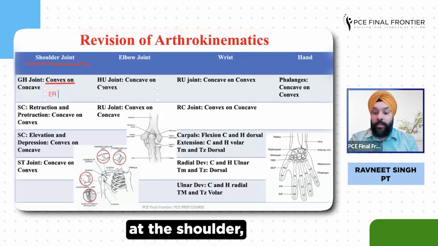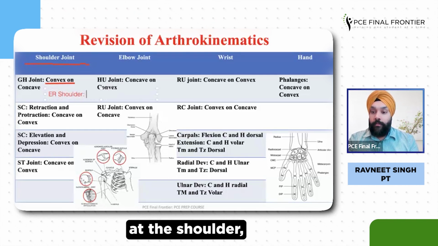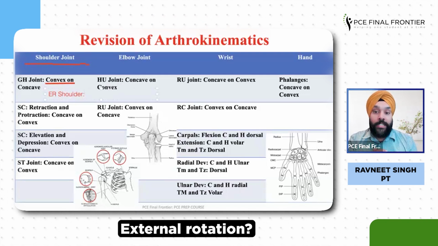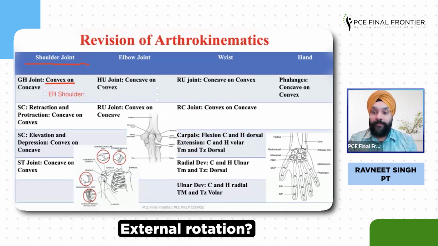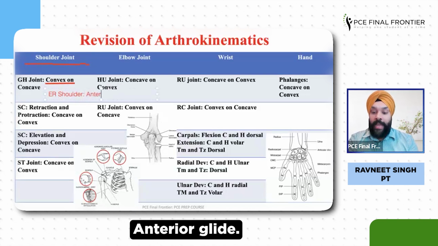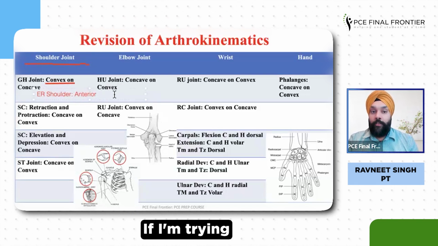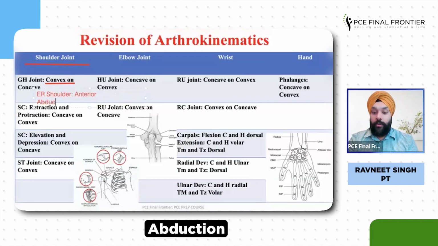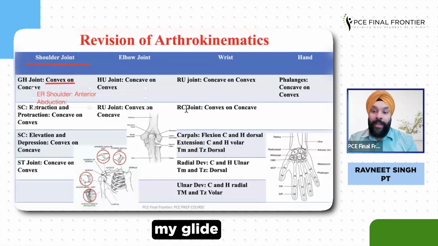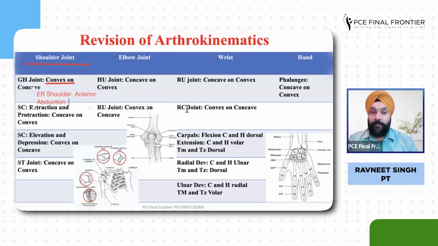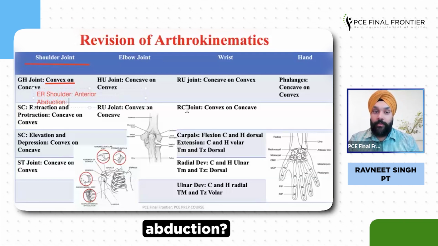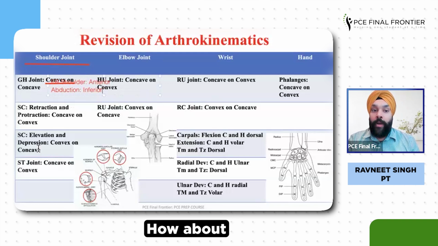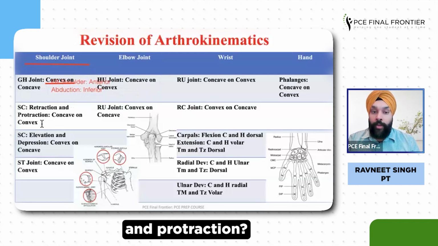external rotation at the shoulder, what is going to be my glide? External rotation. Very good. Anterior glide. If I'm trying to improve abduction on the shoulder joint, what is going to be my glide? Abduction. Inferior glide. Very good. That's great. How about retraction and protraction?